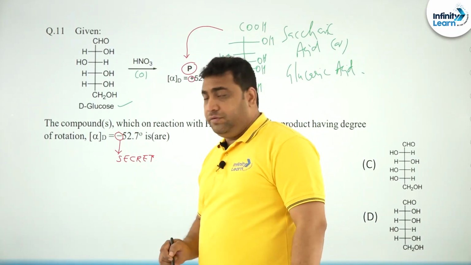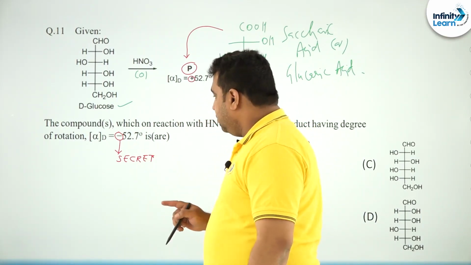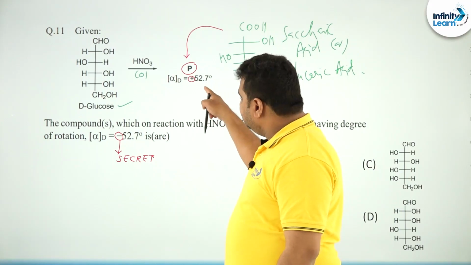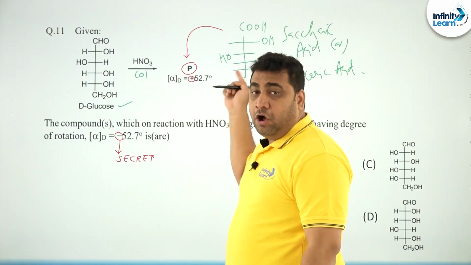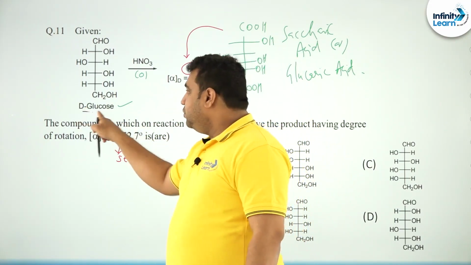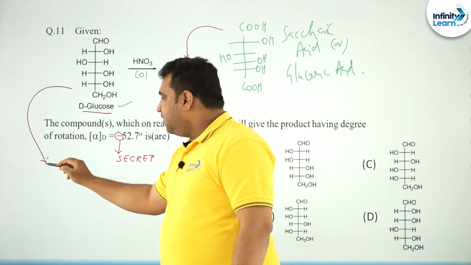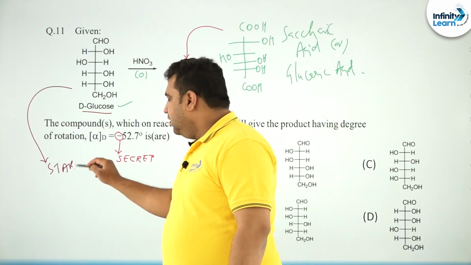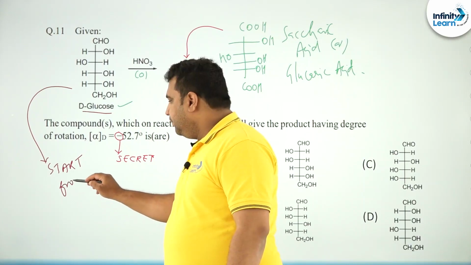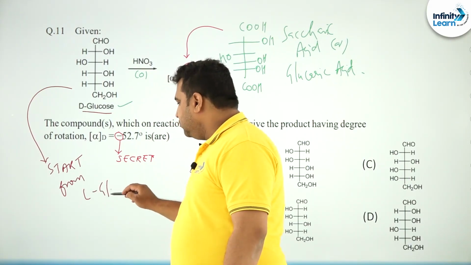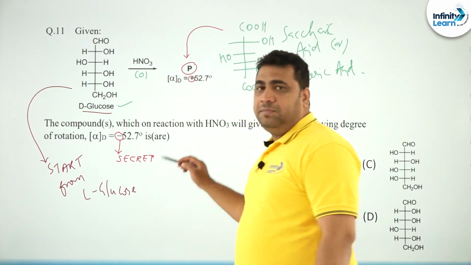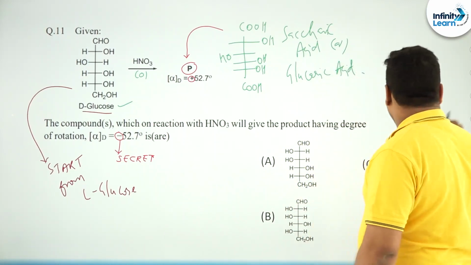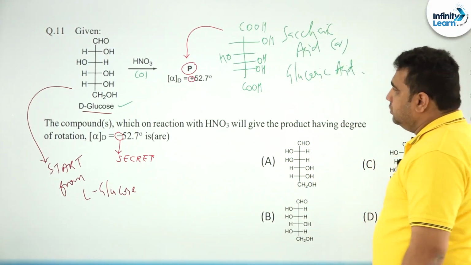You can see how beautifully he has designed it. That means, to get the same compound but with opposite rotation, if this is D-glucose, then where should I start from? Tell me, all of you. I should start from L-glucose. So everybody can see, first I have done a postmortem of the question. So I should start from L-glucose. What is L-glucose?